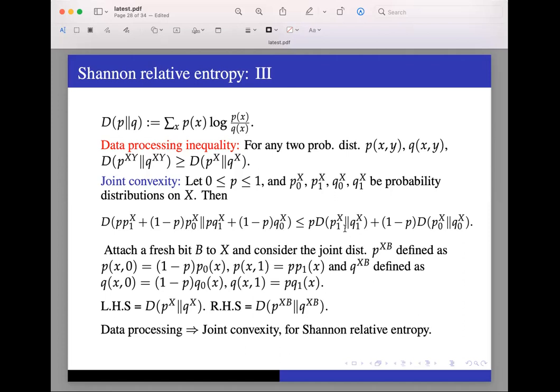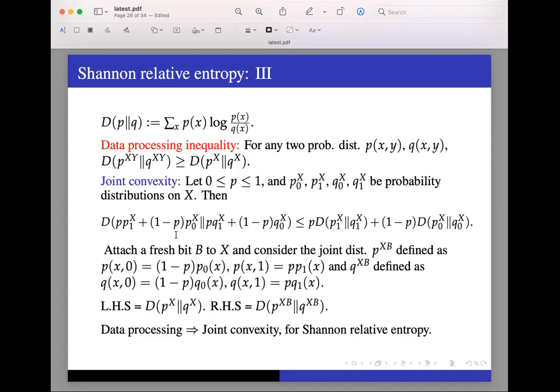The convex combination of the individual relative entropies. So how to prove it from data processing? Take the alphabet X and attach a fresh bit B to the alphabet. So I'm enlarging the alphabet. And now consider the joint probability distribution on XB, defined as follows. Probability of X comma 0 is 1 minus p times the P0 probability distribution. Probability of X comma 1 is p times the P1 probability distribution. And similarly for QXB. So I define it like this.